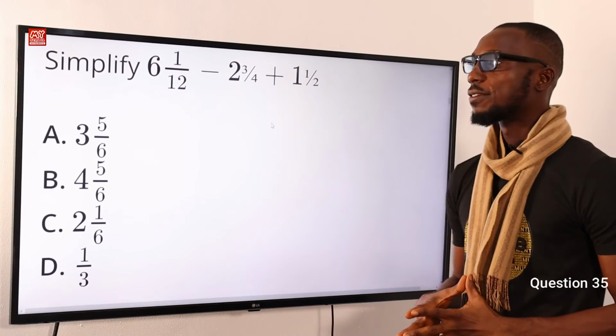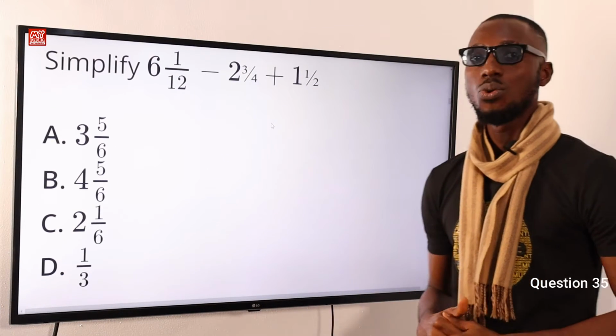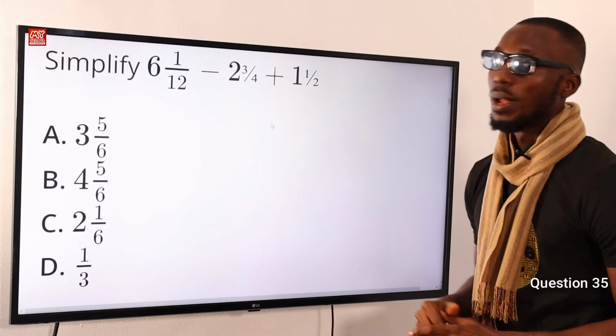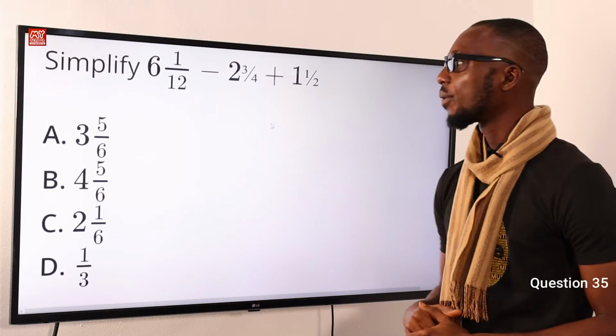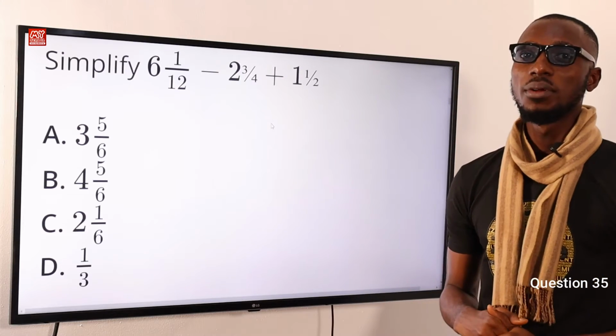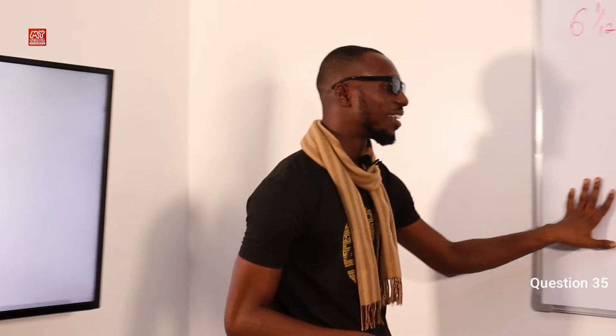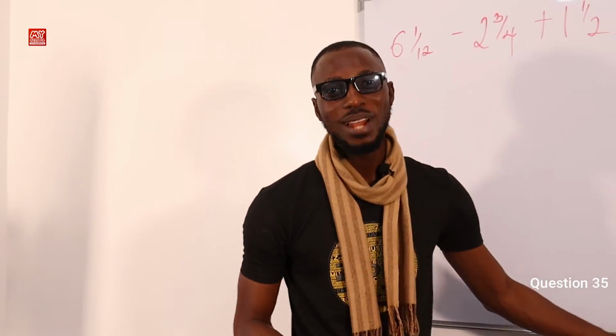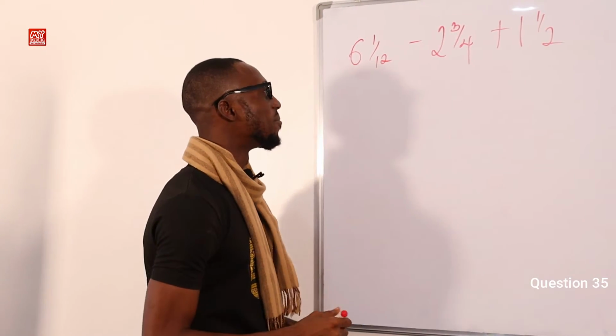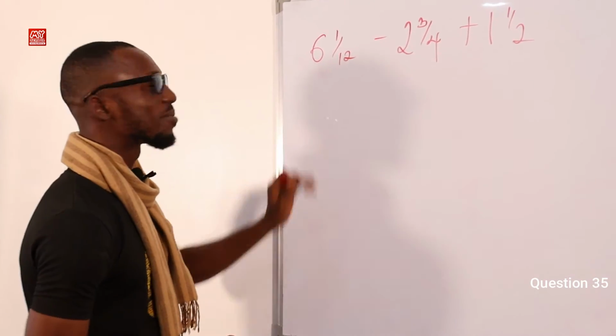Question 35. Simplify 6 whole number 1 over 12 minus 2 whole number 3 over 4 plus 1 whole number 1 over 2. So I have this question already replicated on our whiteboard. You know, this is our solution platform. I love it so much. Okay, so join me as we solve this question.